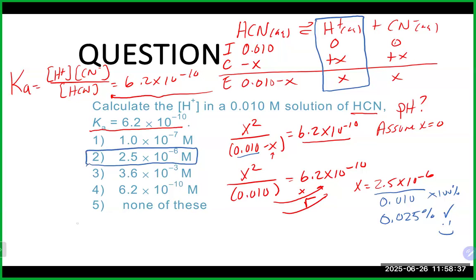We also could calculate the pH at this point, since we do know the H plus concentration. pH would be minus the log of 2.5 times 10 to the minus 6 in this case. And that's going to get us about a 5.6. Any questions on any of those steps there?